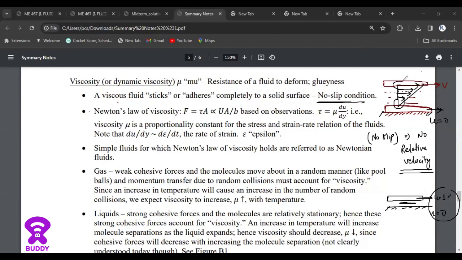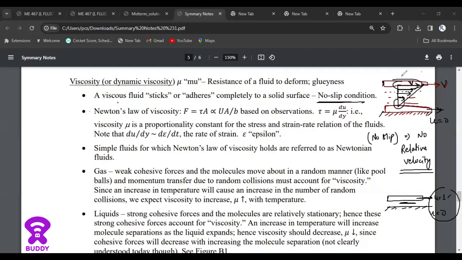Similarly, what is the velocity of the fluid particle which is just striking the top plate, which is moving with the velocity v? This should also have the same velocity v, right? So that the relative velocity is 0. Again, that is called the no slip condition.